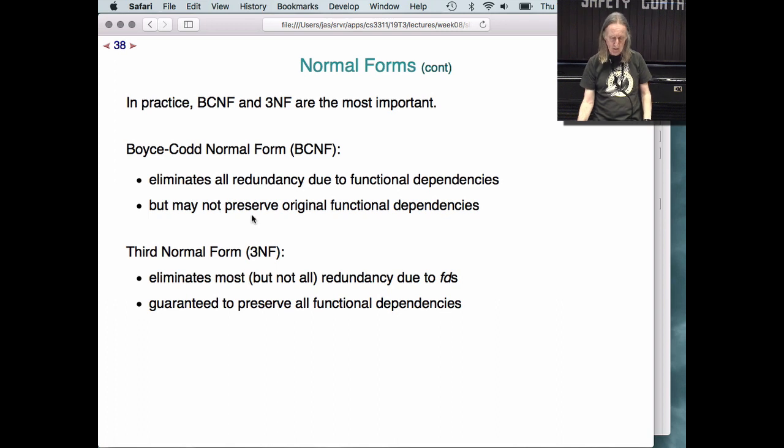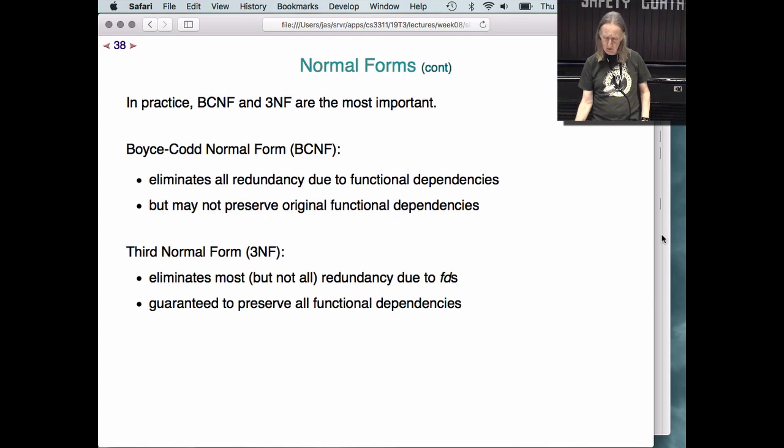Now, in the decomposition, third normal form gets rid of most redundancy, not guaranteed to get rid of all of it. However, one thing it does do, it preserves all of the functional dependencies.